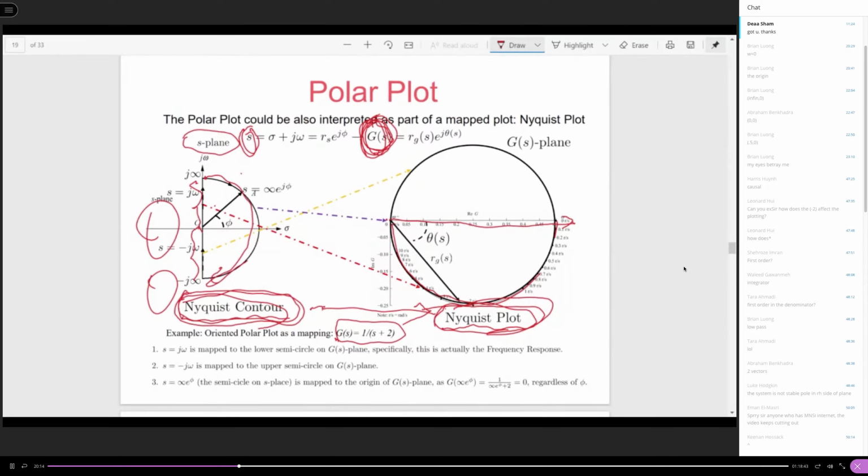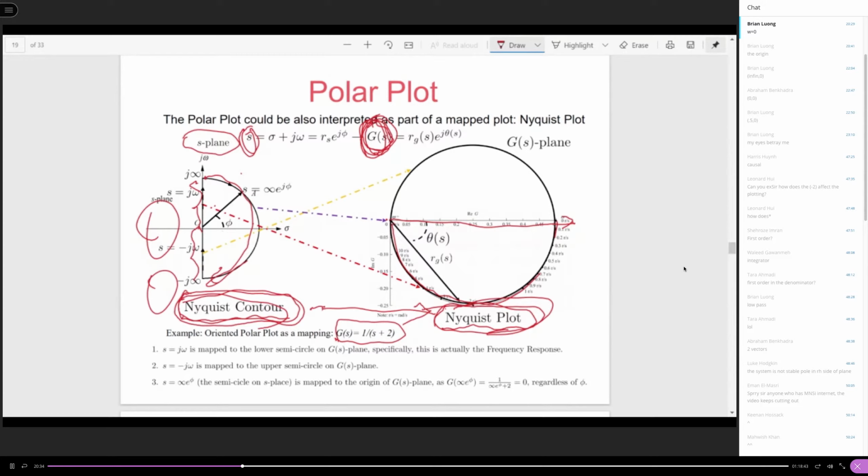Can someone tell me where this semicircle, the entire semicircle, is mapped to? Can you tell me? Someone?